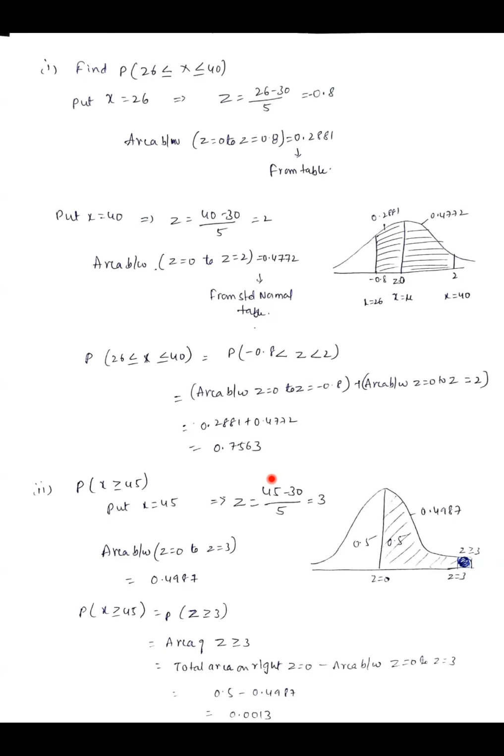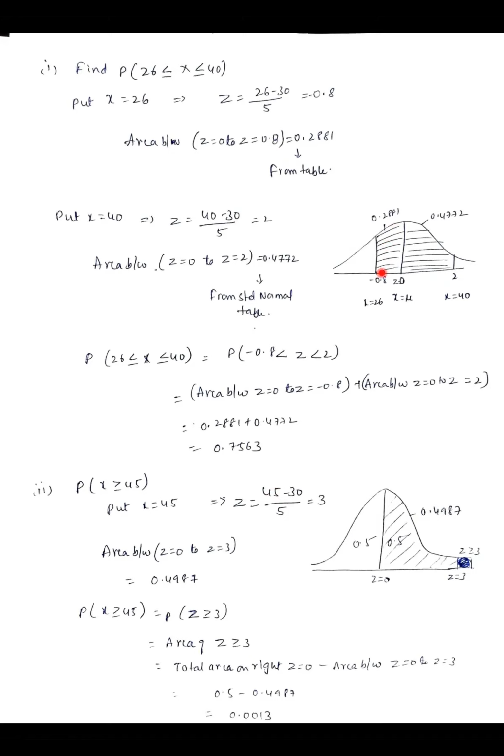That value you will get from the standard normal distribution table. From that table, you will get the area between 0 and minus 0.8. If you want, you can check it in the normal distribution table. From z equals 0 to 0.8, you will get the value 0.2881. That means this area is 0.2881.